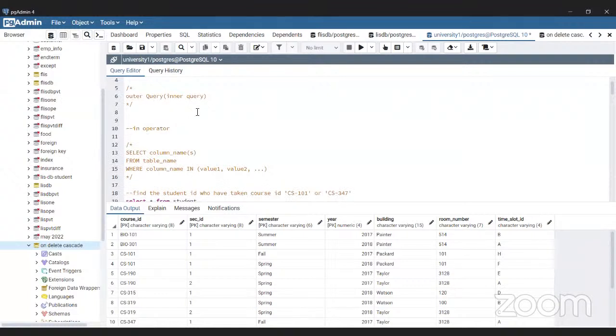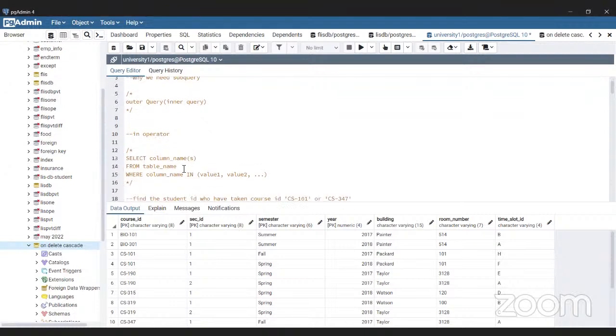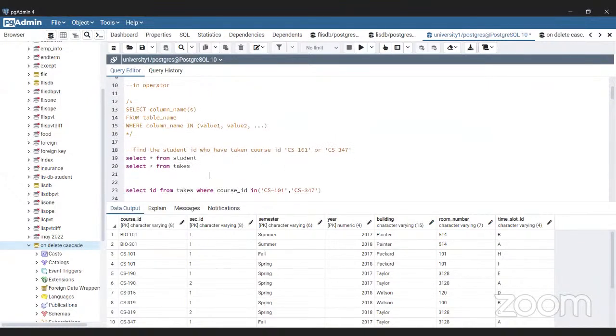So let me take one by one. Basically, in operators, if you want to avoid multiple use of the or operator, then we can use the in operator. Suppose you want to test whether some list of values matches or not, then we can use the in operator. Suppose the question is: find the student ID who have taken course ID CS101 or CS347.